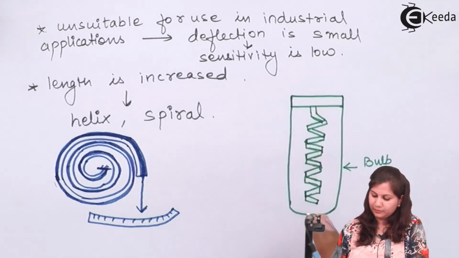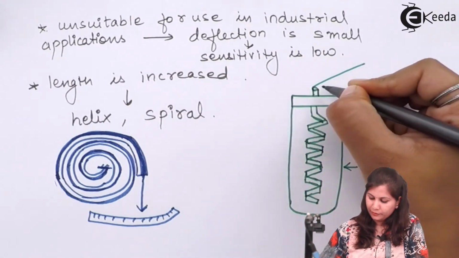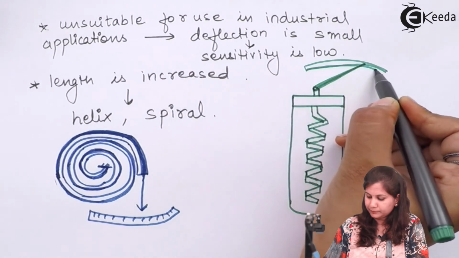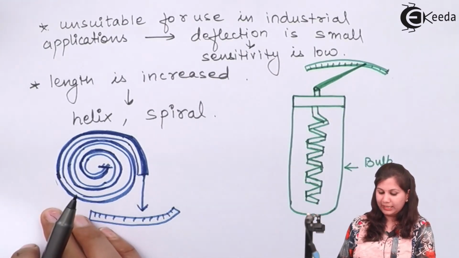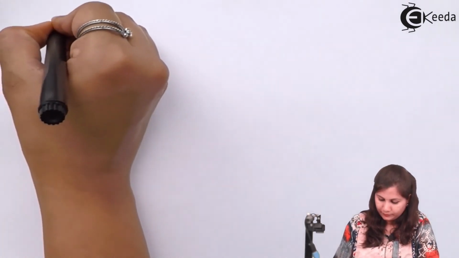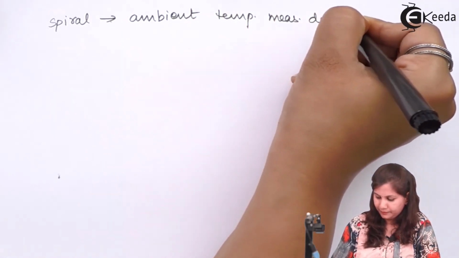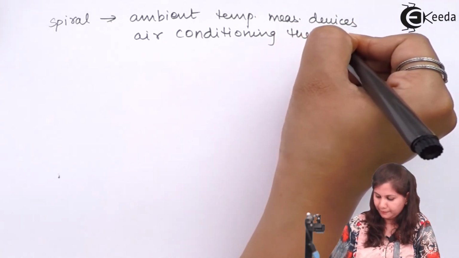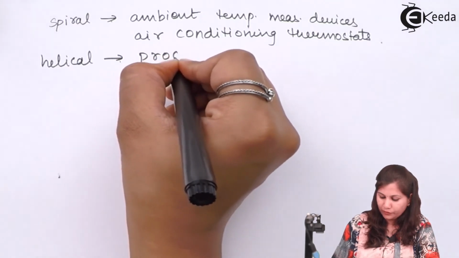so in the form of a helix the strip is present, and this is the fixed end and this is the free end. So a pointer is attached and this pointer is moving over a scale. So these spiral and helical types of bimetallic strips are used in industrial applications. The spiral is used in ambient and air conditioning thermostats, whereas the helical is used in most of the process applications.